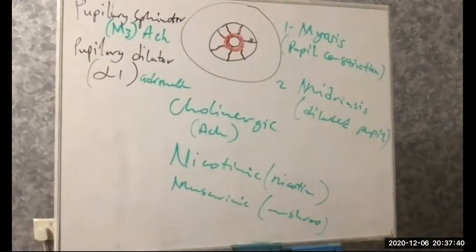All right. Does anybody have any question? So here the person ate a mushroom which contains a lot of muscarine, and this muscarine will stimulate the M3 receptors found on the pupillary sphincter muscle in the iris, and then it will cause what? Pupillary constriction, which is also called meiosis.